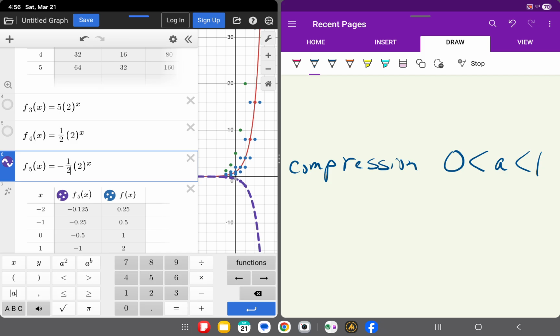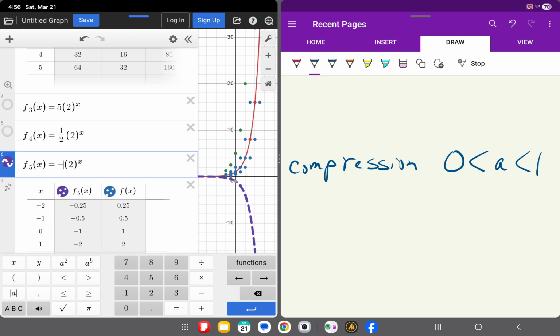If it is greater than 1, so let's come over here and let's make this a 3. We're going to see that it's going to be reflected because we have a negative, but it's going to be stretched 3 times as fast as our parent function over here, which is just our f of x. So as you can see, these are growing 3 times, but they are reflected across the x-axis.